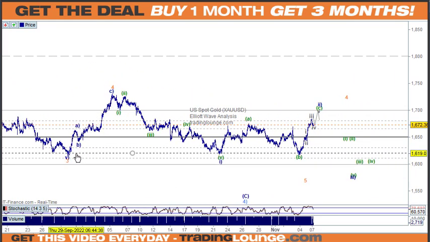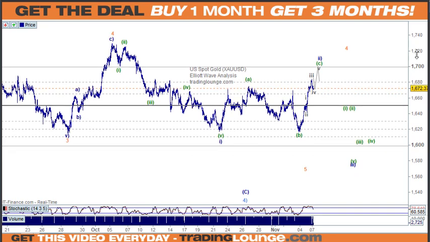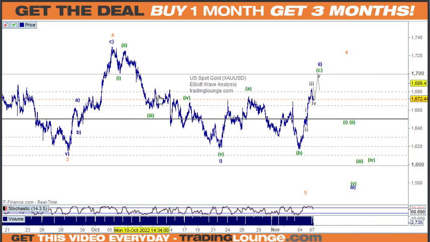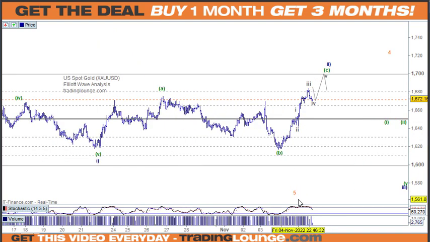So yeah, we can count this down as 5 waves here, but I know that you could count it as corrective as well. So I went with the 5 waves because I know that was corrective. But then we got this sharp move up here. So I still need to pull this apart here a little bit.